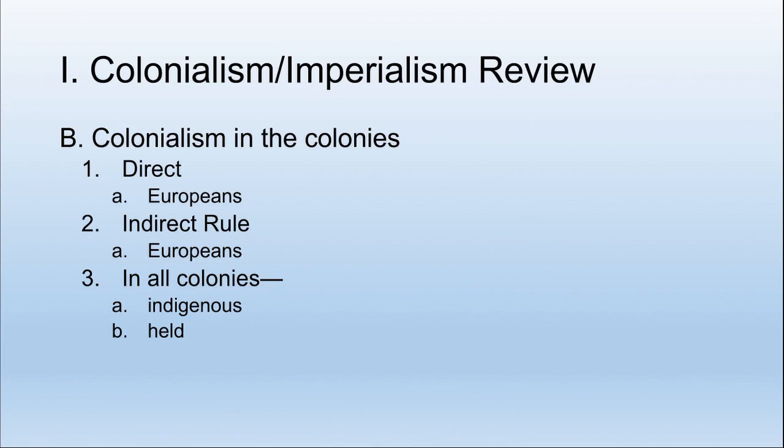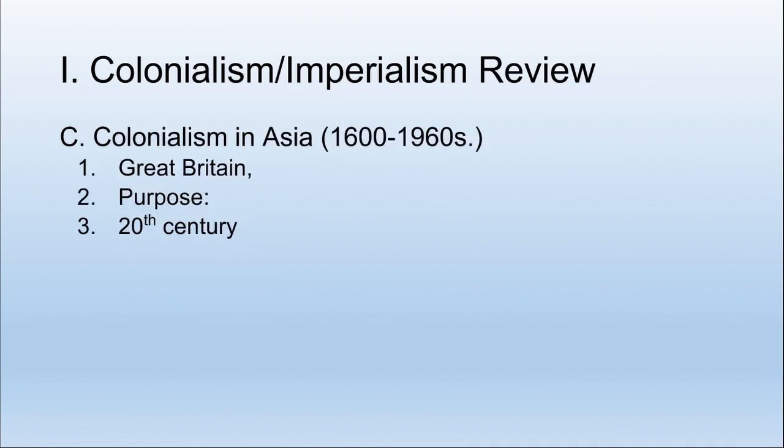So the indigenous peoples had access to a European education, and they held more power in the colonies because they were at times governors, plantation managers, overseers. So they held more power in the colonies. All right, so that's colonialism in the colonies.